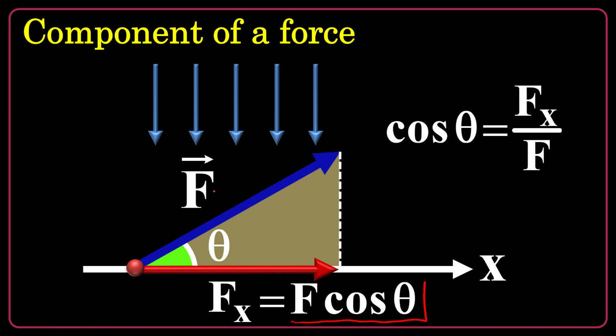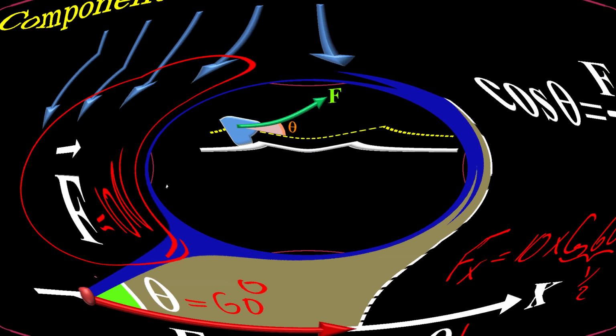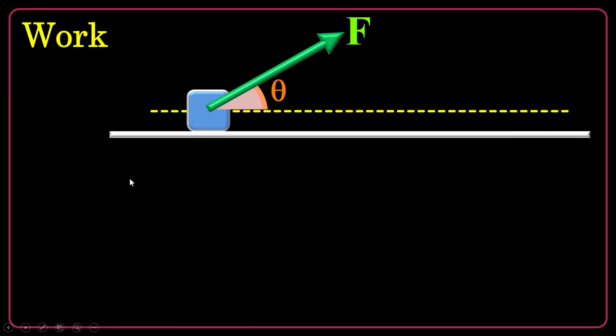It means that if you apply a force of 10 Newtons and it makes an angle of 60 degrees with the horizontal, Fx is going to be 10 times cosine of 60. Cosine of 60 is a half, so the answer is 5 Newtons. Although you apply a force of 10, on the horizontal axis it has just an effective component of 5 Newtons, not 10.